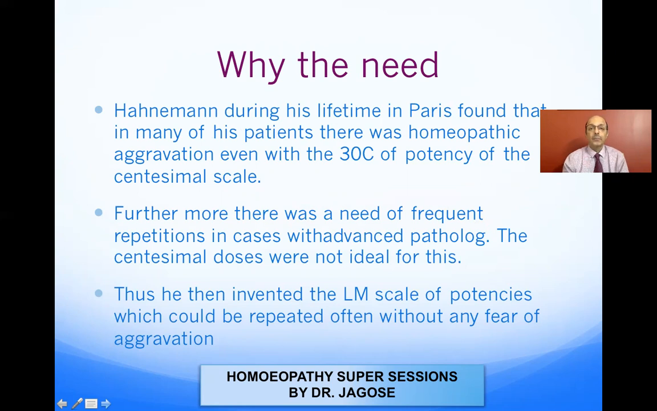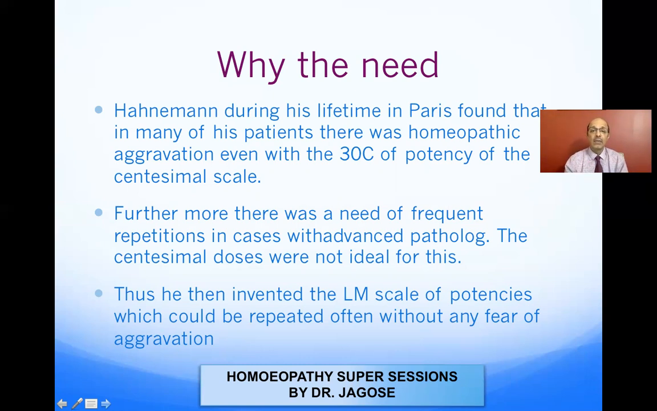Hahnemann, during his lifetime in Paris, found in many of his patients that there was homeopathic aggravation even with the 30 CH potency of the centesimal scale. So, in his lifetime in Paris, he found that even by using a low potency, the 30 CH potency on the centesimal scale, there was an aggravation.